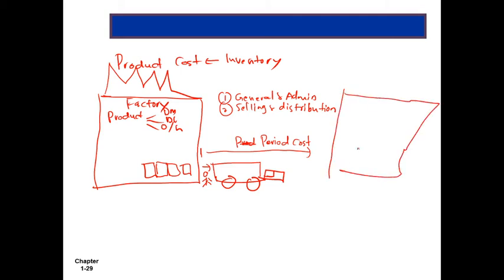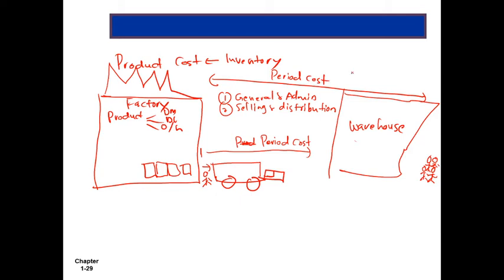So this is your warehouse. Any cost that relates to after your product goes from the factory to your customer. This is your customer. Customer. Oh, so many customers. Okay. From here to here, we call it period cost.